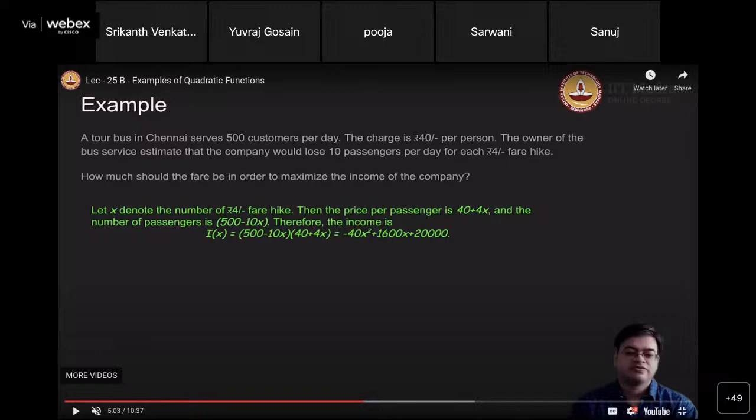Yes. Now that is how you are going to charge. So this 40 rupees represents the charge of each person. Okay. Now you are the owner of the bus service. This is your estimation: you will lose 10 passengers per day for each 4 rupees fare hike. So what is this? Each 4 rupees fare hike means?